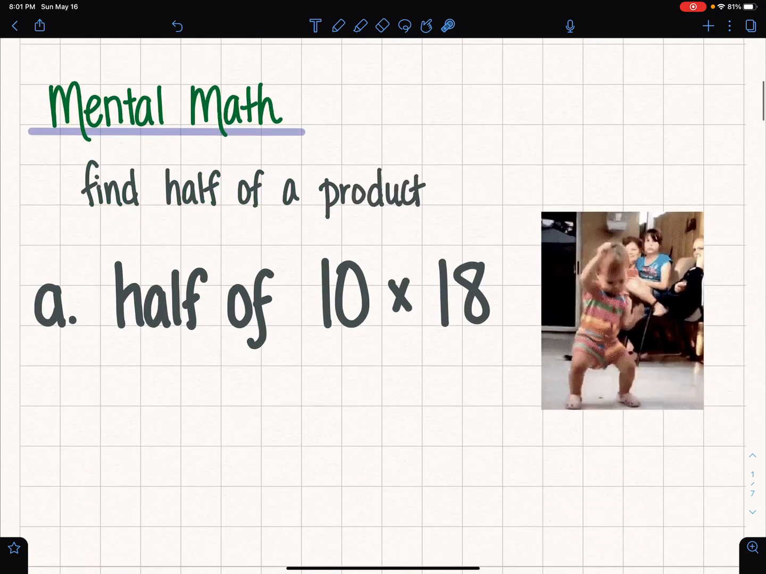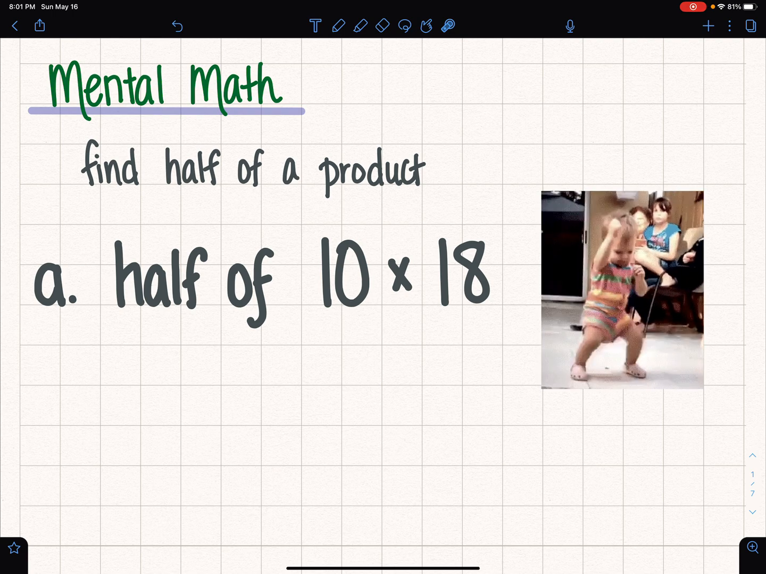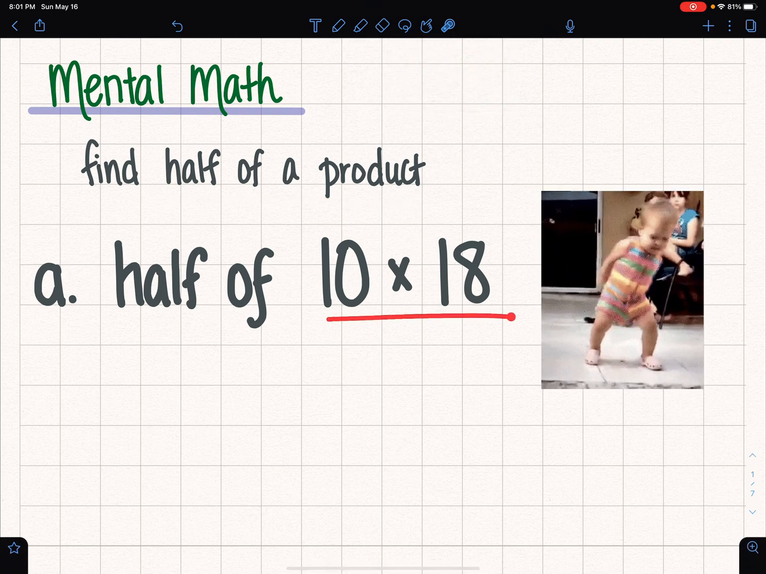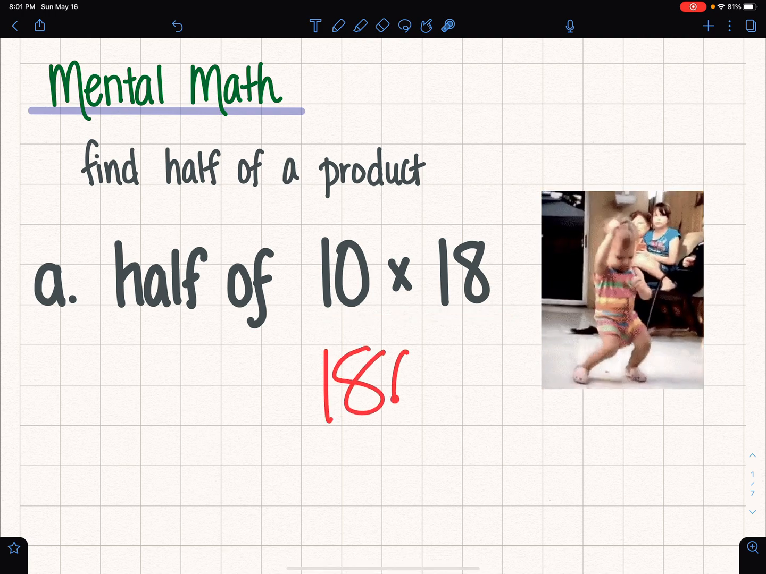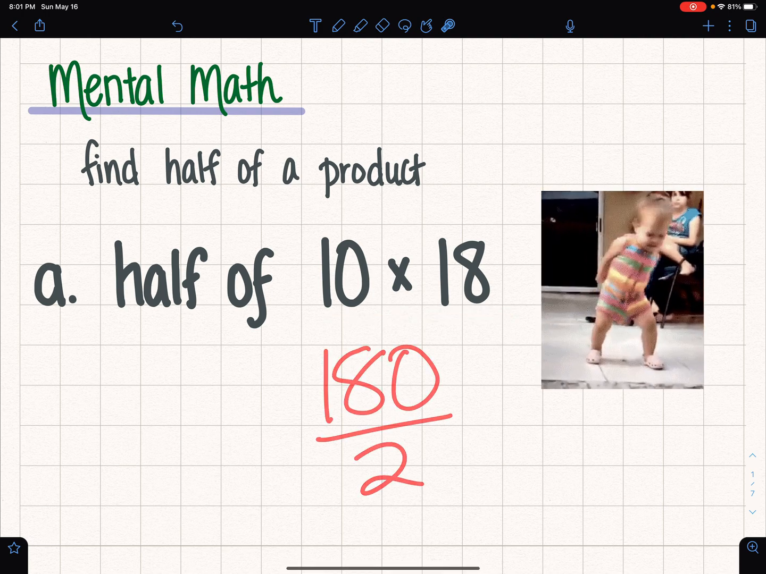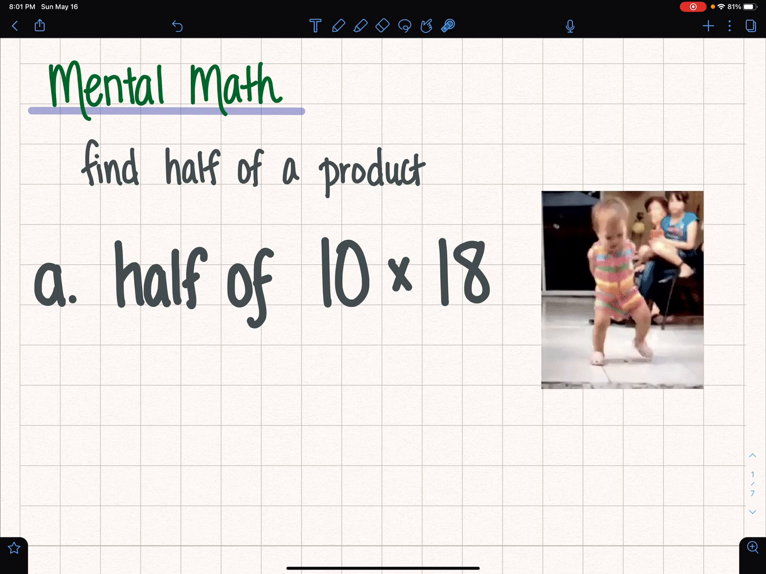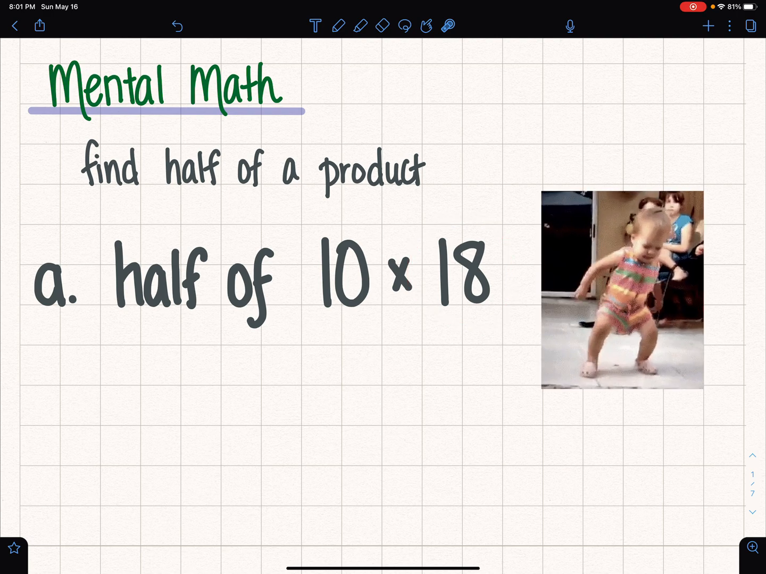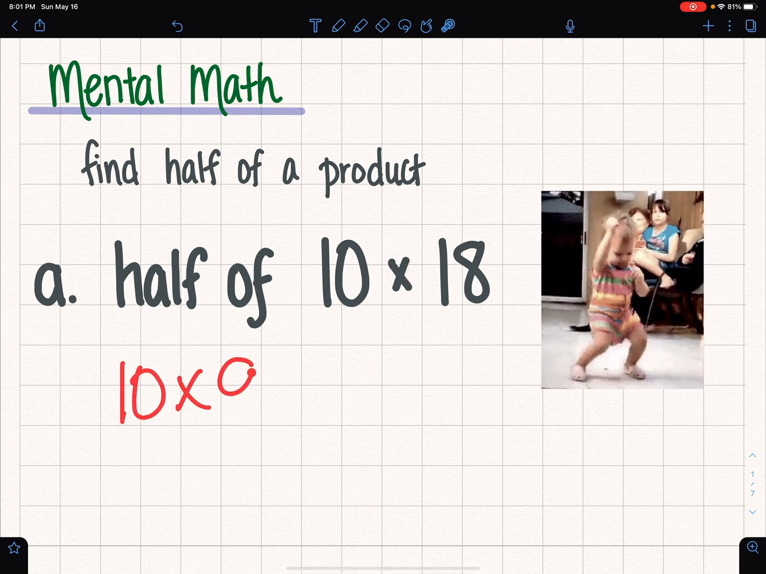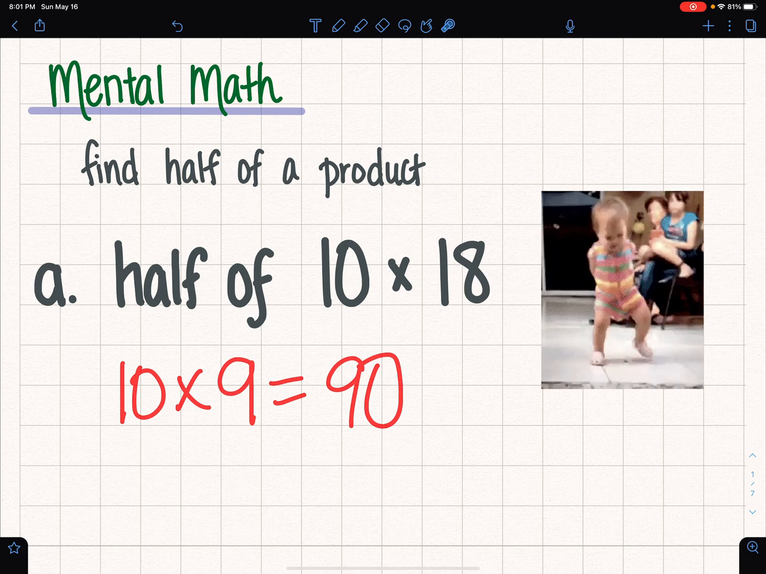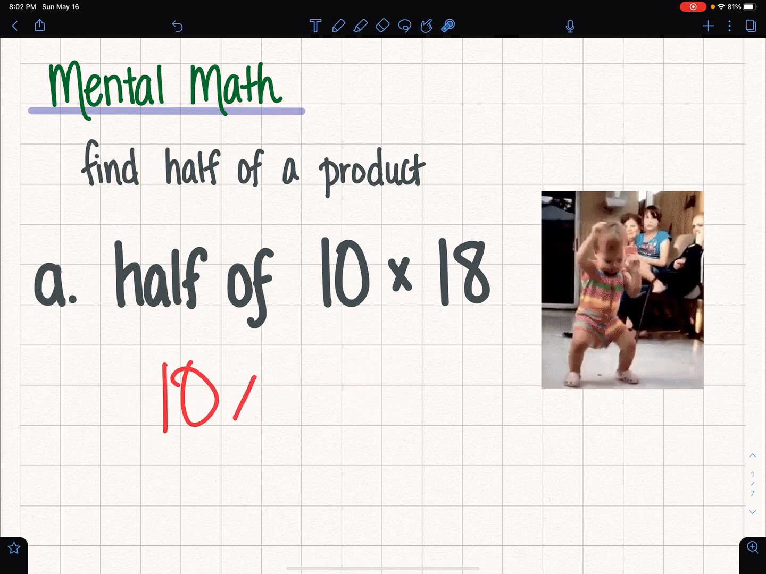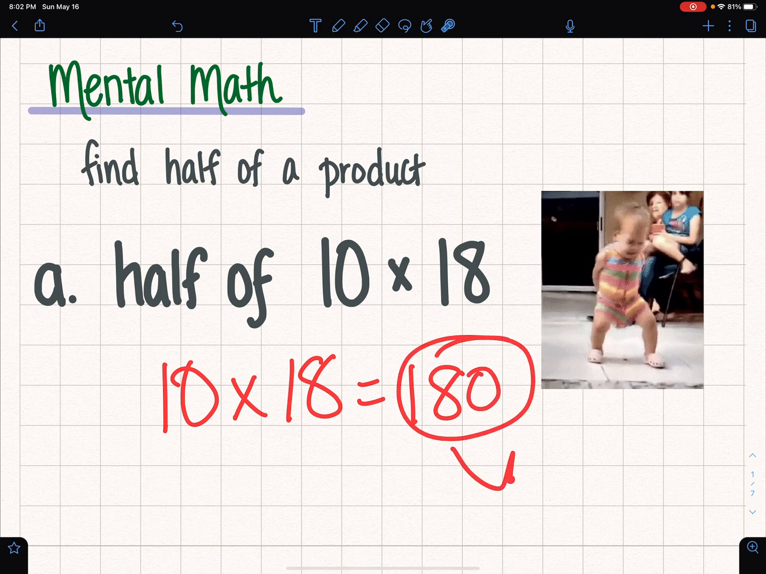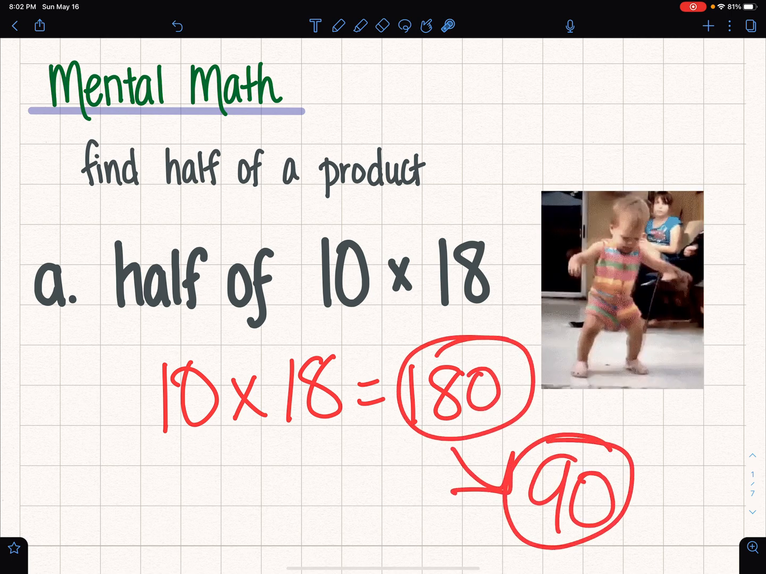We're going to do some more mental math. Here we go. We're going to find half of a product on these. So half of a product means you can do 10 times 18 first and then take half of that, or you can do just 10 times 9, because you can take half of that to start with, right? So you can either do 10 times 9, or you could do 10 times 18, get 180, and then do half of that and get 90. Either way, you get the same answer.